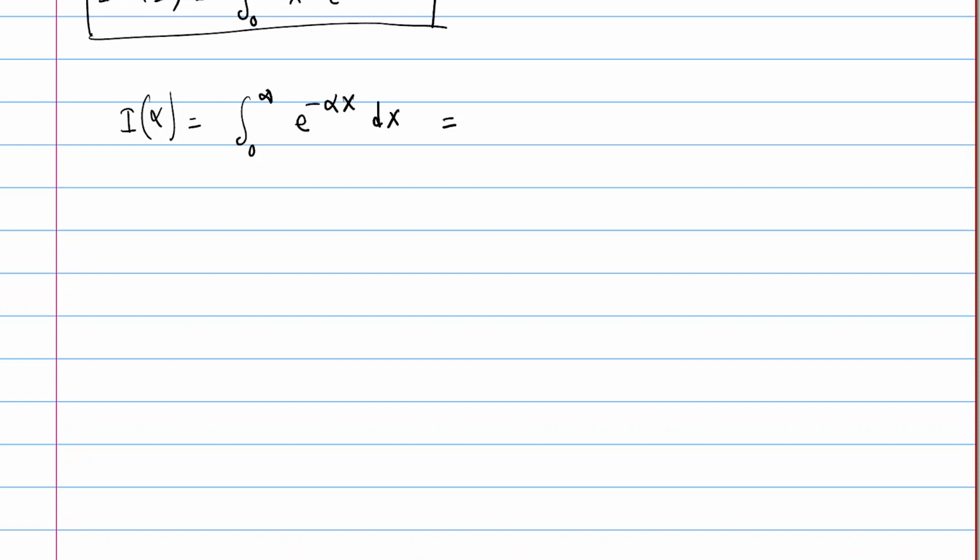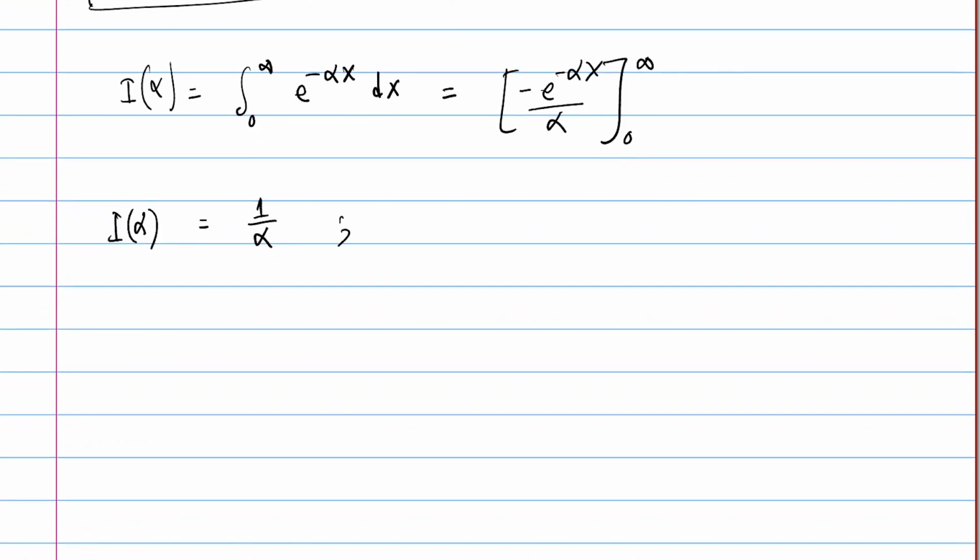First, we have to evaluate the integral from 0 to infinity of e to the power negative alpha x dx, which is just negative e to the power negative alpha x over alpha from 0 to infinity. This gives us 1 over alpha. So I of alpha is just 1 over alpha. We have to find I double prime evaluated at alpha equal to 1.